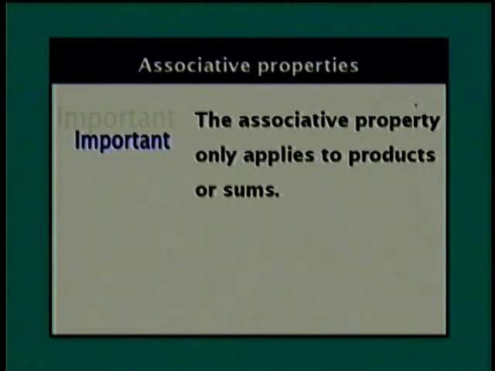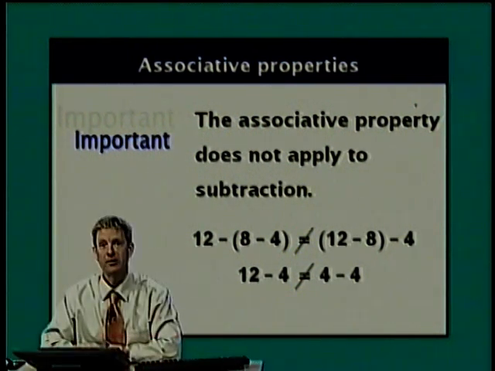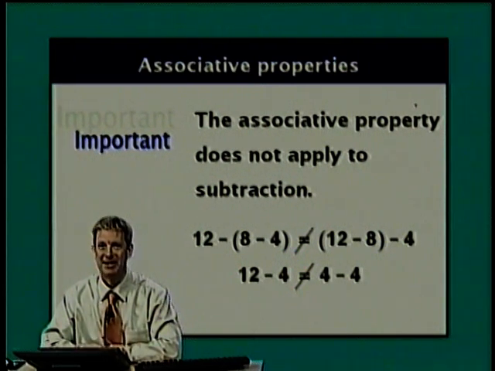It's important that you remember that the associative property only applies to products or sums. If all you're doing is addition, the associative property applies. If all you're doing is multiplication, the associative property applies. For example, if I try to apply the associative property to subtraction, everything goes kaplooey.